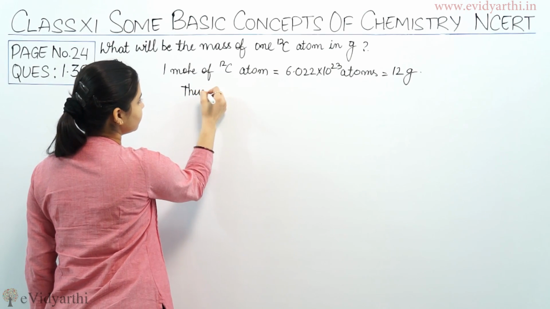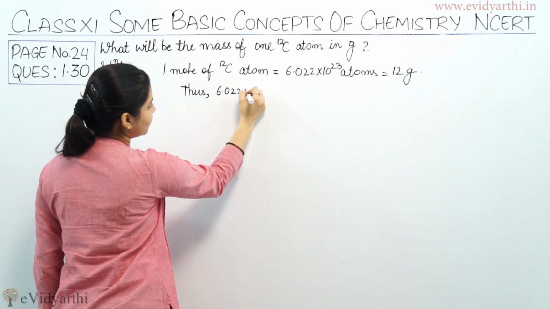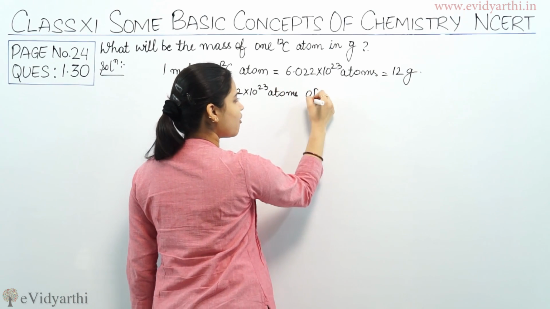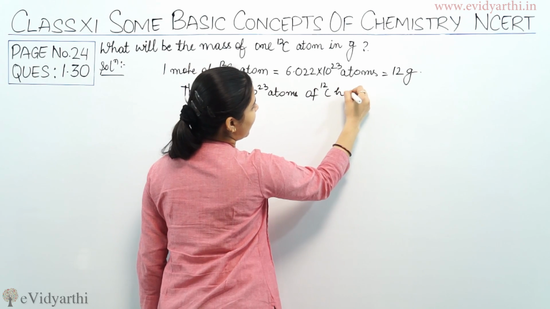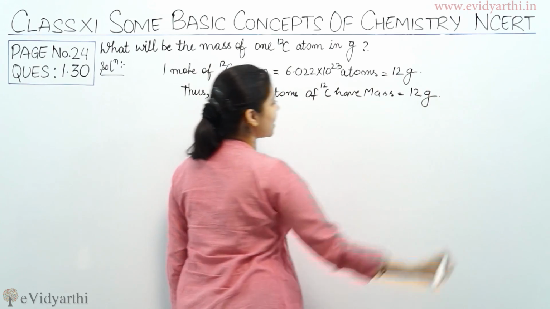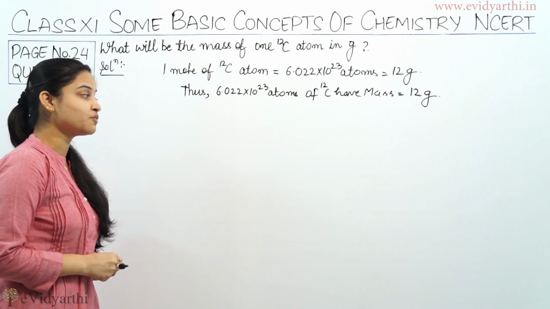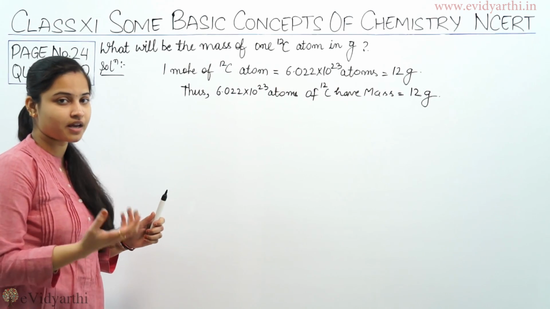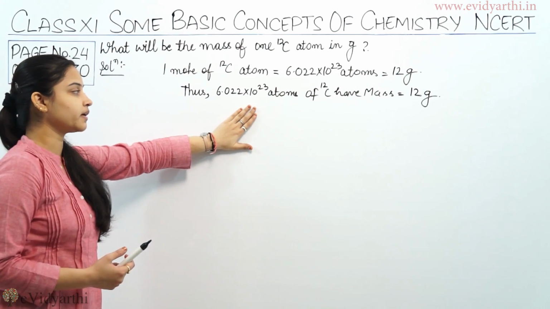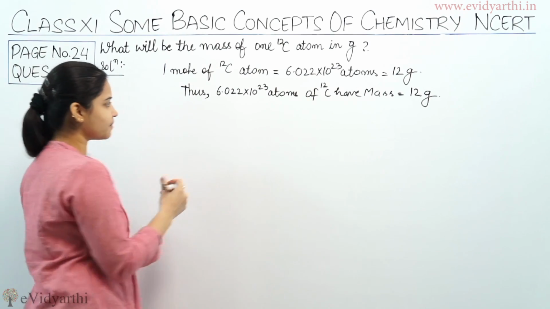Thus, 6.022 × 10^23 atoms of carbon-12 have a mass equal to 12 grams. Okay? If I am saying that 1 mole of carbon-12 atoms is equal to 6.022 × 10^23 atoms, which in a sense is equal to 12 grams, then I can say that 6.022 × 10^23 atoms of carbon-12 have a mass equal to 12 grams.